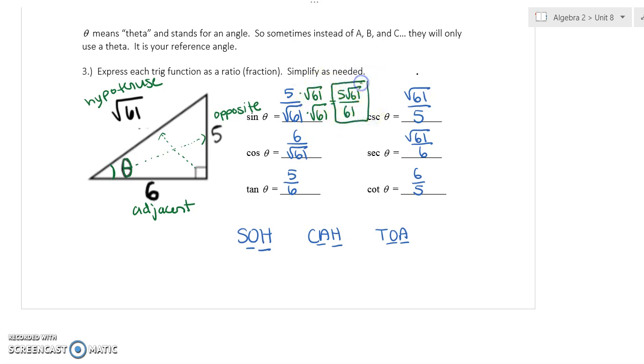That would be a rationalized answer. And you might have to do the same thing for the cosine. You get 6 square root of 61 over 61. Okay, so you might be asked to do that. The other ones we don't have to worry about because the square roots are in the numerator. It's only when it's in the denominator we might have to take a couple steps further.